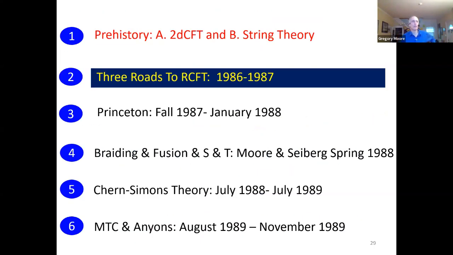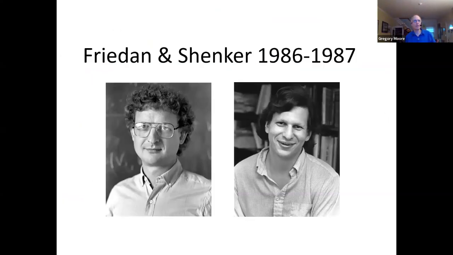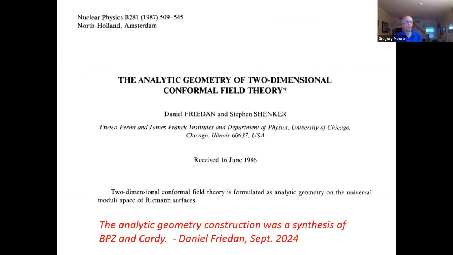Now I want to talk about 3 roads to rational conformal field theory. So there were really 3 ways that people arrived at this idea. By far the most influential and well-known is that of Friedan and Shenker. They wrote a series of 4 papers, of which this is the largest and most influential, called The Analytic Geometry of Two-Dimensional Conformal Field Theory. I asked Daniel what was his motivation, and he said, well, it was a synthesis of BPZ and Cardy.